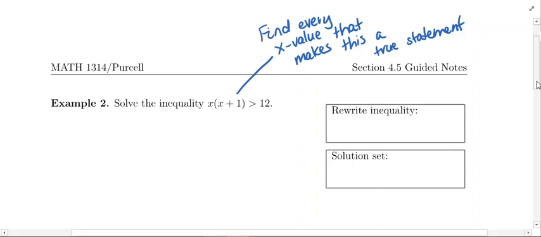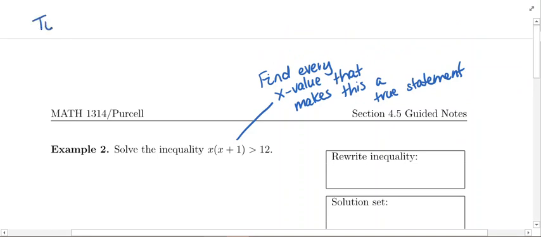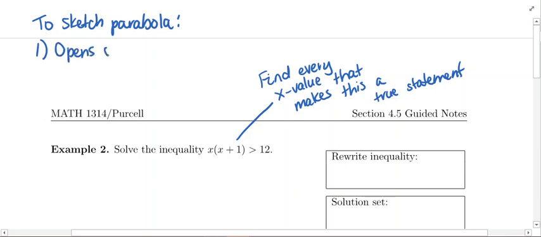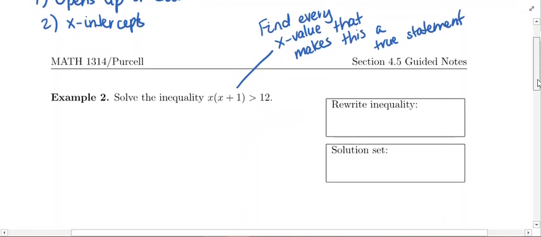So to sketch the parabola, here's what you need. First of all, you need to see if the parabola opens up or down. And secondly, you are going to need to find the x-intercepts. Those are the only two things you need for your rough sketch. You do not need the vertex. You do not need the y-intercept. They do not matter for this. All right, so here we go.